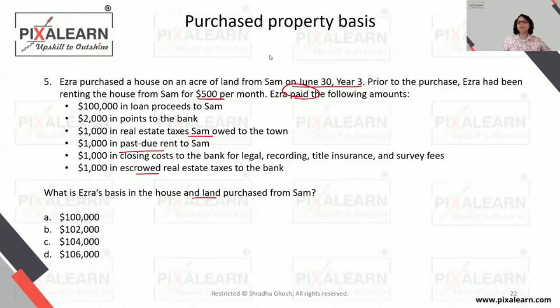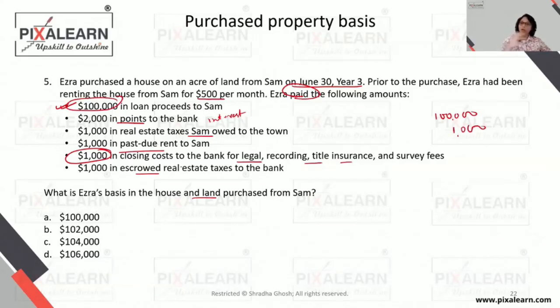Okay, out of these, what are the figures that you're 100% sure of? See, this is important because I've paid this, right? I'm 100% sure of the amount that I have paid. The mode of payment could be different things, but I have paid this. To the bank is actually interest, I'm going to ignore. Closing costs to the bank for legal, recording, title, this has to be there. I know this 1000, so I know this 100,000 has to be there. I know this 1000 has to be there for sure.